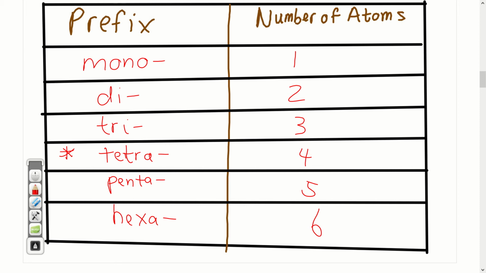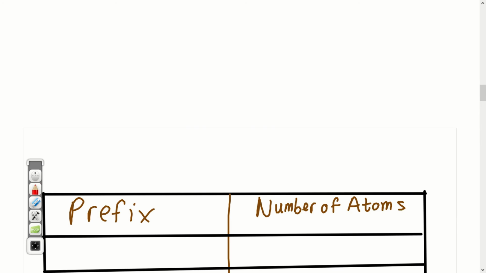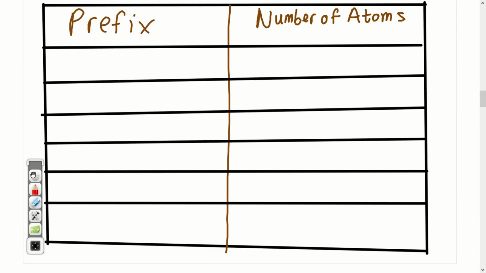Usually I tell people go home counting. Count with the prefixes. Mono, di, tri, tetra, penta, hexa. All right, but we're not done. We still have to do 7, 8, 9, and 10.